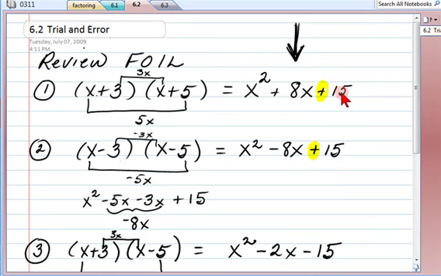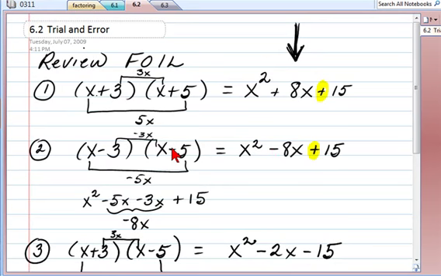To get a positive 15, I either have to have a plus times a plus, or I have to have a minus times a minus. That's the only way to get positive 15. Which case it is is determined by the middle sign. If the middle sign is plus, they were both pluses. If the middle sign is minus, they're both minuses. Conclusion: if the last sign is positive, the middle term tells you what the two signs will be.